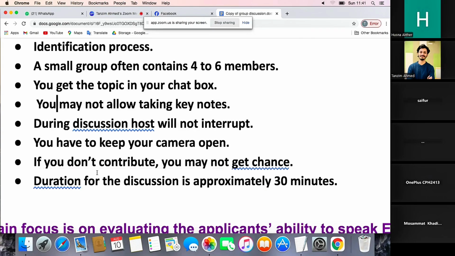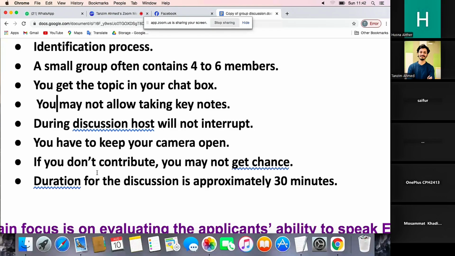And remember, you have to keep your camera open all the time. Right. If you unfortunately cannot open your camera, they will disqualify you. So keep your camera open all the time and do not let someone be in your background. For example, some of you are maybe joining from your home and your mommy is cleaning the room, or your little kids are running around. Try to lock your room properly so that nobody interrupts you in your discussion time. Nobody comes into your camera background.